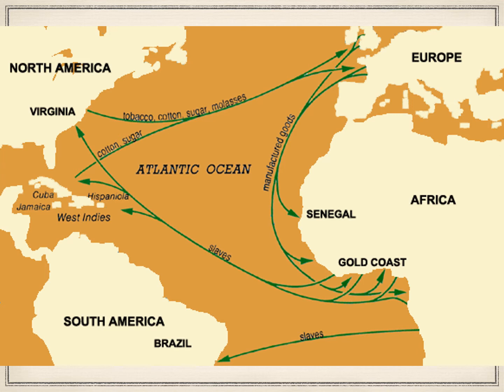This network would see lots of money, lots of people, lots of stuff moving back and forth. It was a three-part trade network, and each arm relied on the previous one to keep it moving.